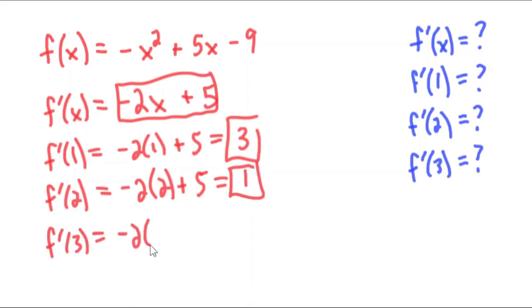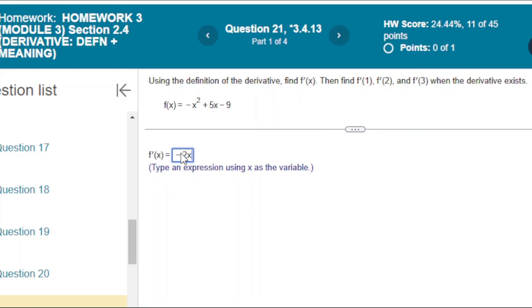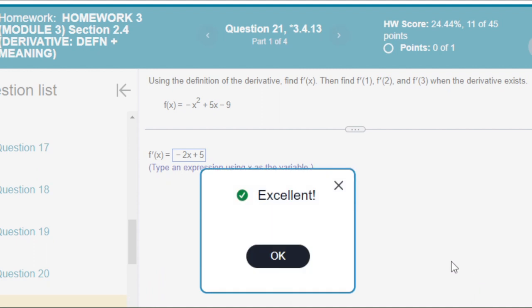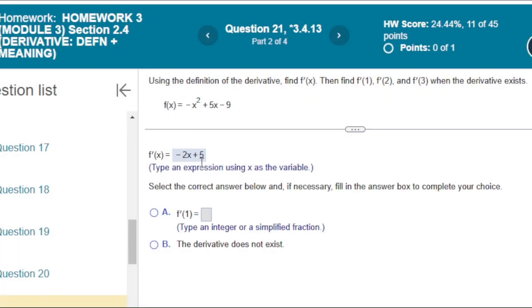And what's f prime of 3? Well, it'd be -2 times 3 plus 5. That'd be -6 plus 5. That's -1. Okay, so our answers are -2x plus 5, and then f prime of 1 is 3, f prime of 2 is 1, and f prime of 3 is -1. So this is the easy way to do it here, is what I'm showing you. I'm not using the definition of derivative.